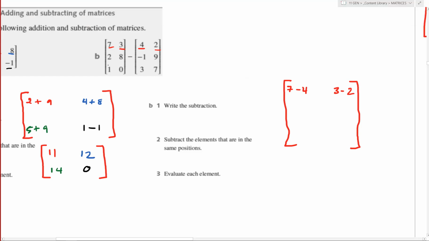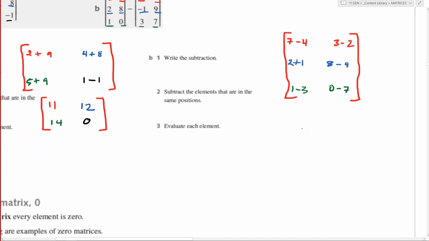Let's change color. 2 take away negative 1. Keep in mind that when you have a negative and a negative, it becomes a positive. So 2 take away negative 1, that negative with that negative will become a positive. Next one is 8 take away 9, so this one over here, 8 minus 9. Just don't forget to underline them. And the last two, 1 take away 3, so the bottom left, 1 minus 3. And the very last one, 0 minus 7, that one there, 0 take away 7.